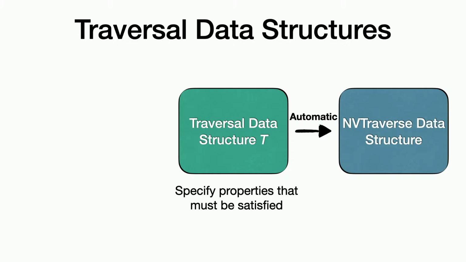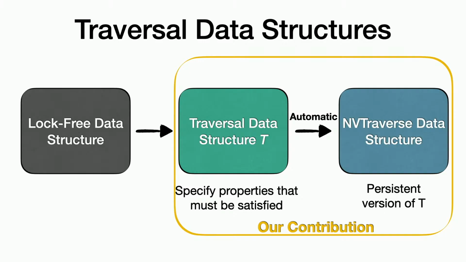And this conversion is fairly efficient. It doesn't flush everywhere, and we show that it's pretty good. So that's our contribution. However, many lock-free data structures are almost traversal data structures, but they don't quite fit our definition, so you might need to modify them a little bit, and we don't give an automatic way to do that. But for most data structures we looked at, the modification was very simple.